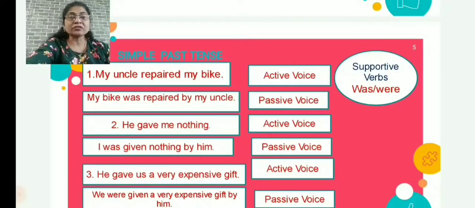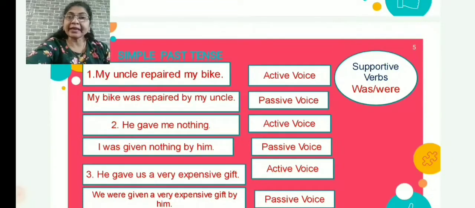Now see here, my uncle, the object, has come in the place of subject, right? My bike. Then here I have written the supportive verbs was and were for simple past tense, just remember. Was we will take with bike: "My bike was repaired by my uncle." As I told you, in the formation of passive voice, by we have to use after the past participle. By whom? By my uncle. So it is passive voice.